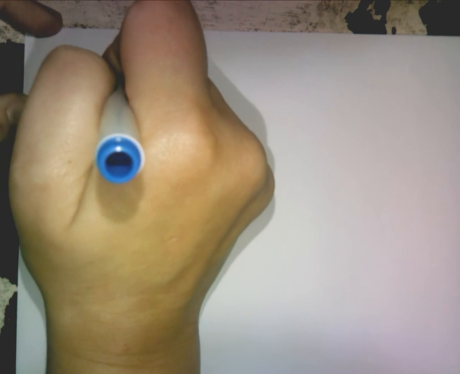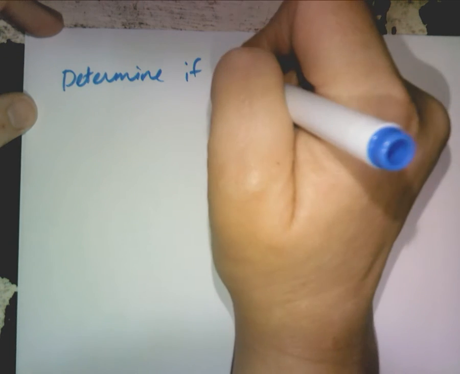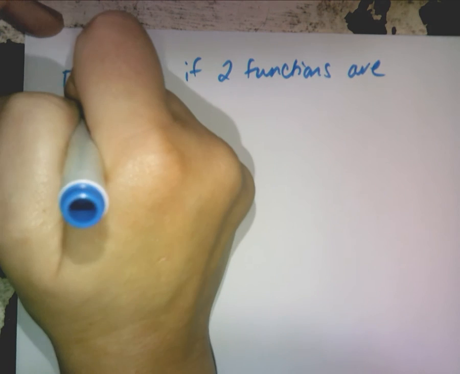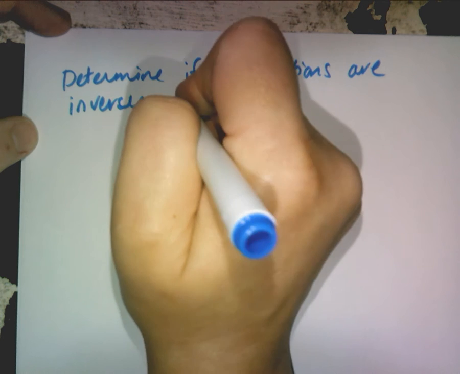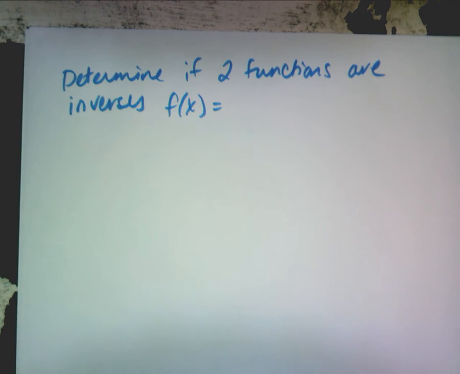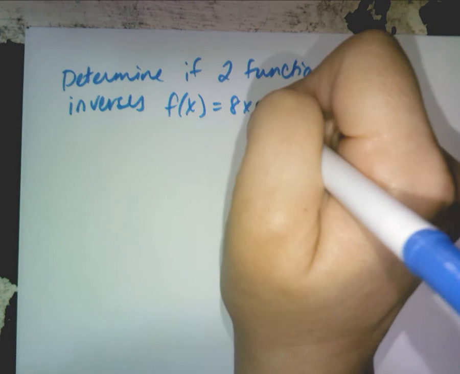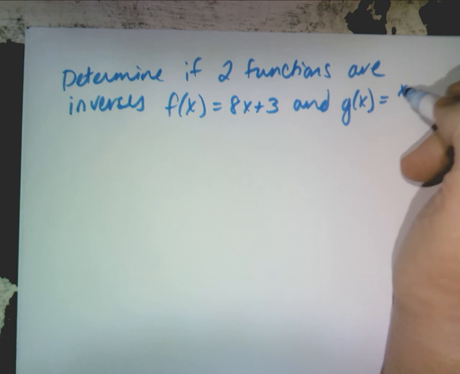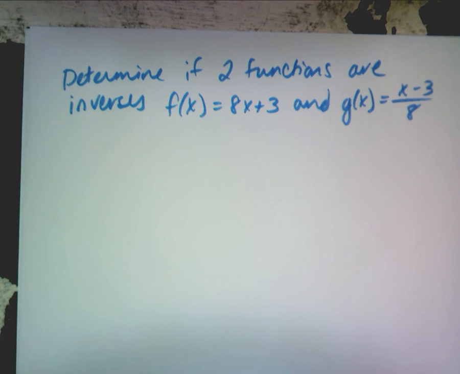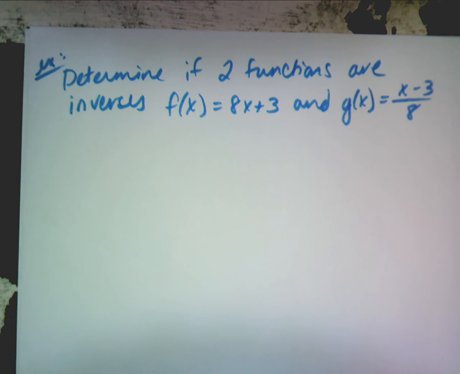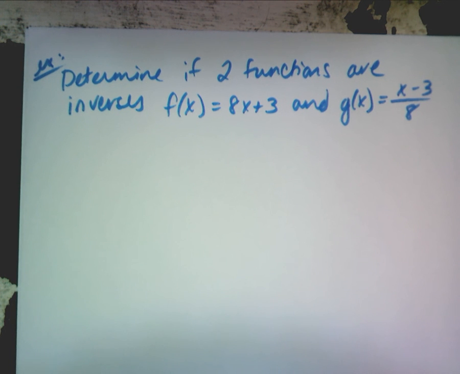And this is our last thing. Determine if two functions are inverses. And they're going to give you an f of x, 8x plus 3. And they'll give you another function, g of x. So they're not going to write it with the notation. And you have to determine if these two functions are inverses of each other. It's very easy. If you can do f of g and g of f, it's easy.